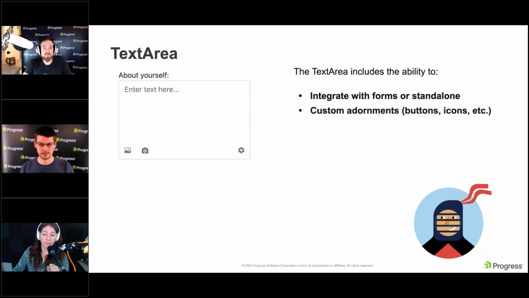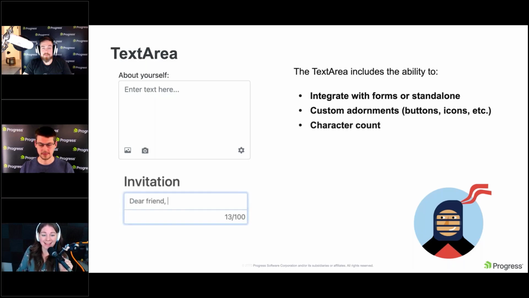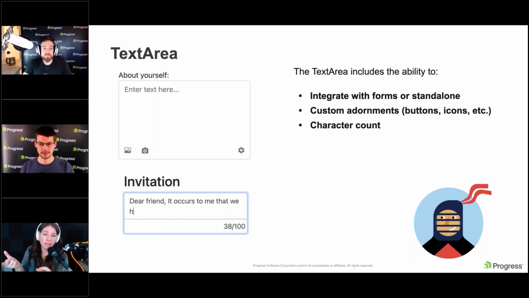Custom adornments. So as you see with this specimen on the left, we have the image icon, the camera icon, and the settings icon here, but you can also do buttons and other things with the adornment options. And then the character count. You can see as you're typing, it's kind of like with Twitter. You can enable character count and it'll let you know when you're running out, and specify, of course, how long you want to allow that input to be.